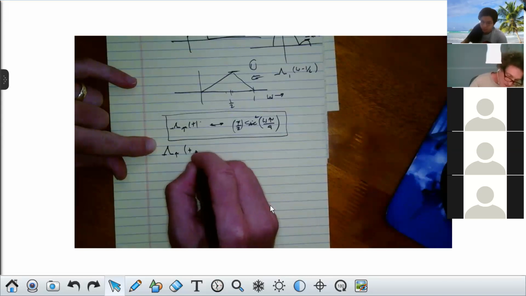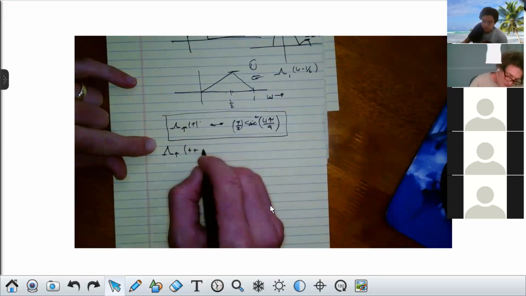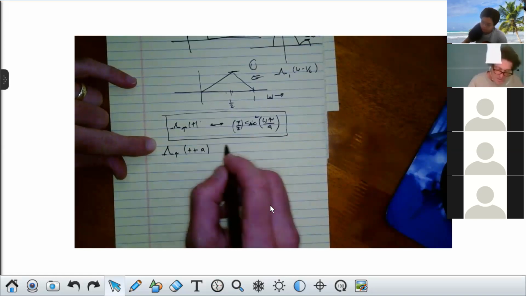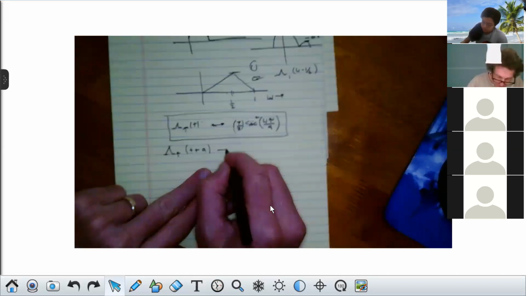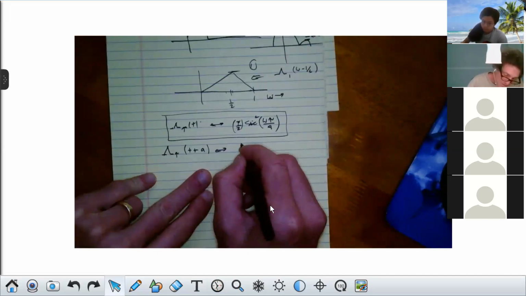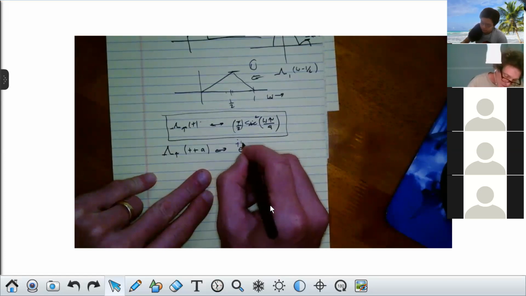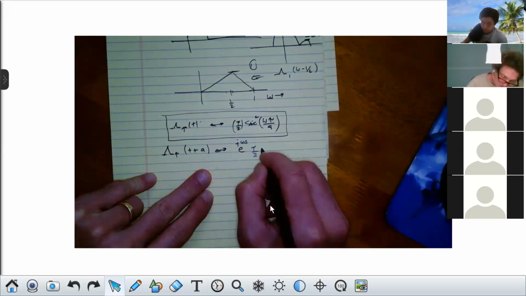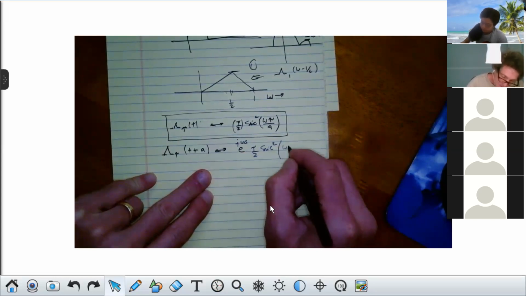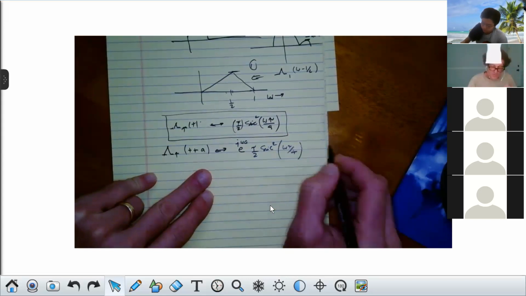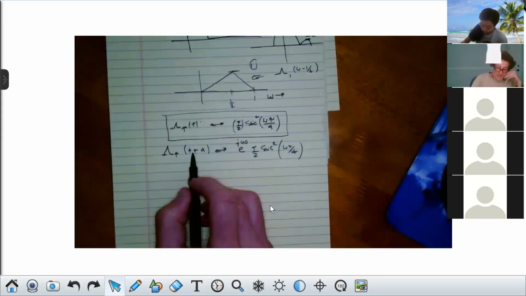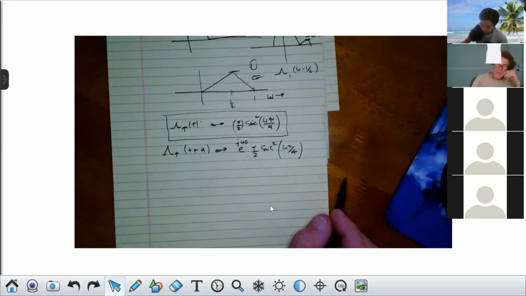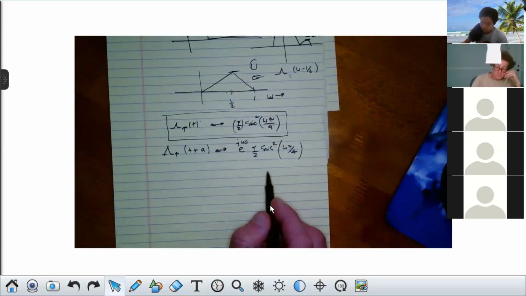And I have t plus, and I'll just use A. Now over here, what happens? Now I'm going to have e to the j omega A, right, times tau over 2 times the sinc squared of omega tau over 4. Do you agree with me there? Remember, if it would be minus A here, then it would be e to the minus j omega A, correct? Everybody with me on that?